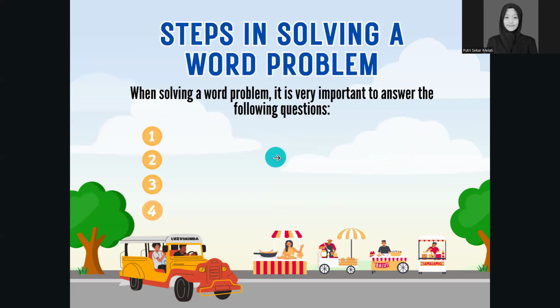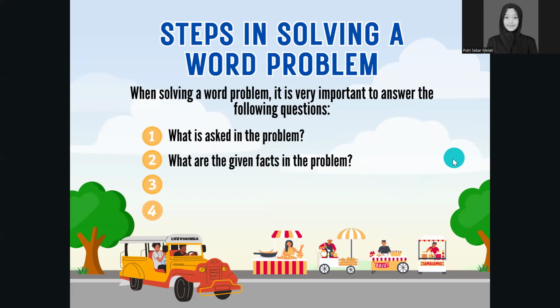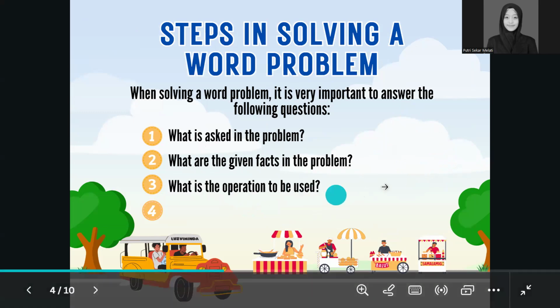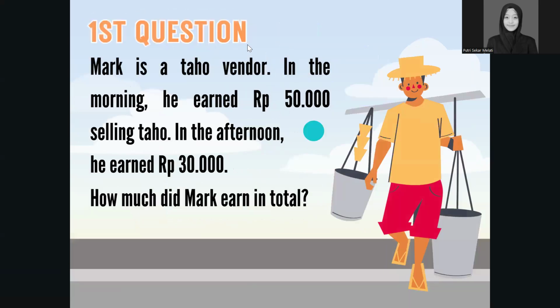And these are the steps in solving word problems. First of all, you have to read the word problem, the story. First, what is asked in the problem? What are the given facts in the problem? What is the operation to be used? And then, what is the number sentence? This is the first question. I give you a bonus. The first question, we will do together.